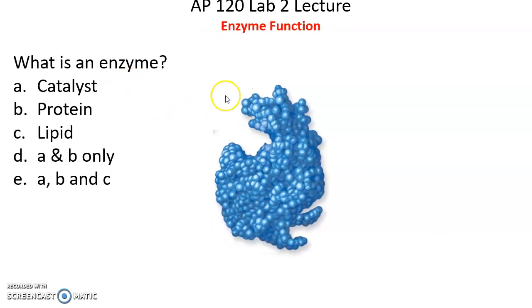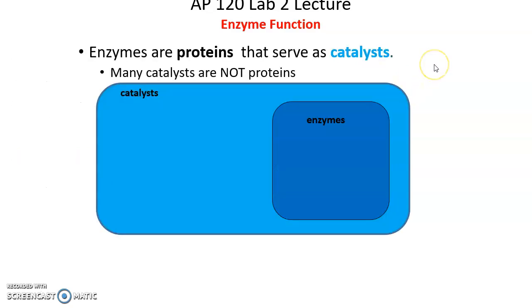What is an enzyme? A, a catalyst; B, a protein; C, a lipid; D, A and B only; or E, A, B, and C? Well, it turns out it is D, A and B. Enzymes are catalysts and enzymes are proteins. So, enzymes are proteins that serve the function of catalysts.